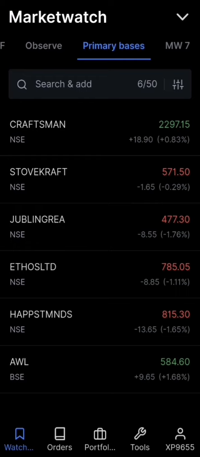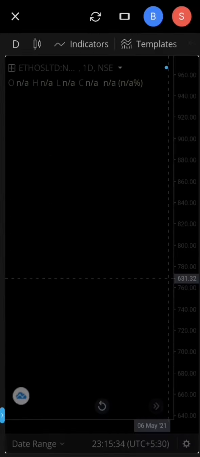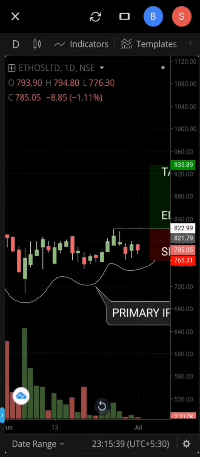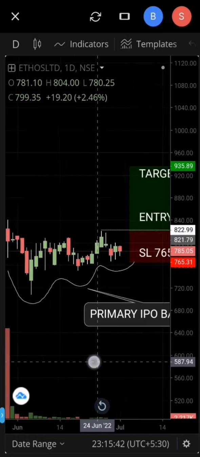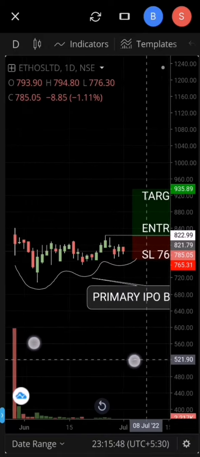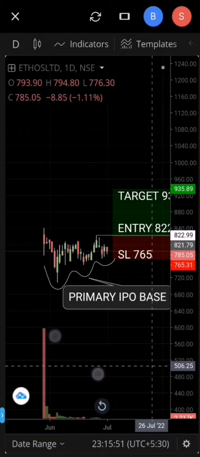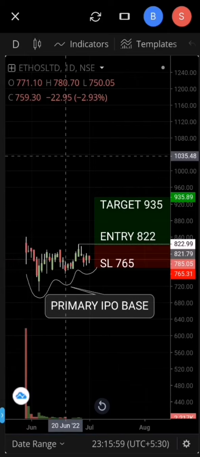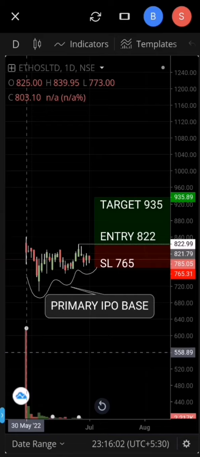Now, the biggest question: which stock in the current market is exhibiting these characteristics of an IPO base? So it's Ethos Limited. There is one more, but let's see this first. That one more which I am mentioning is about base over base. So here is the primary IPO base in the making in Ethos Limited. As you could see, the IPO was listed recently, on 30th May 2022.